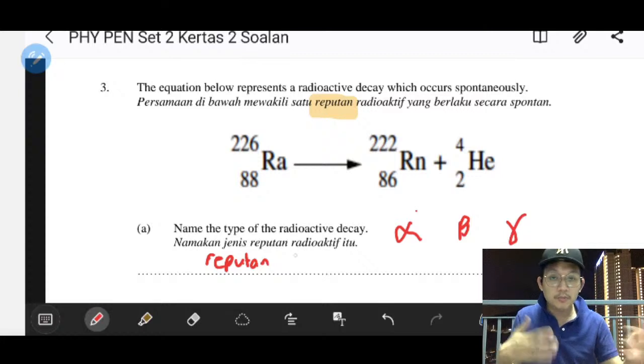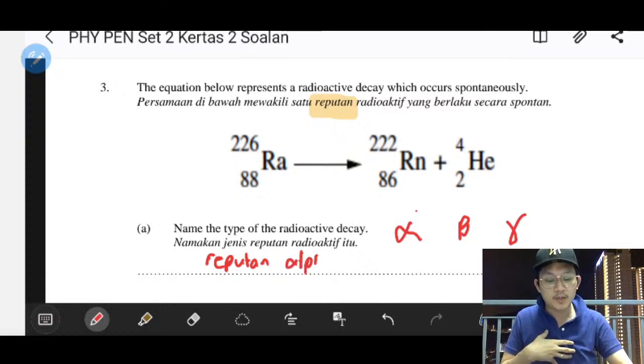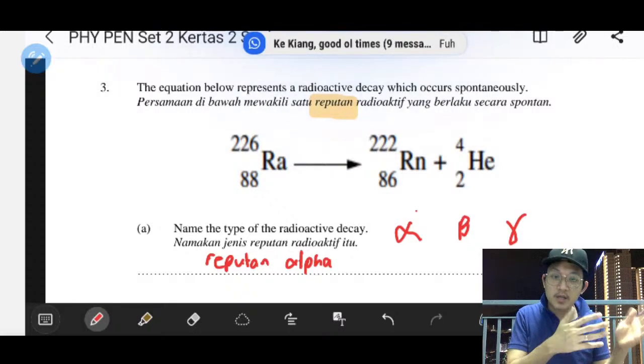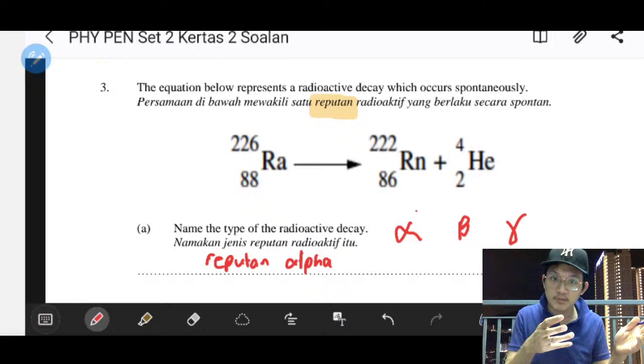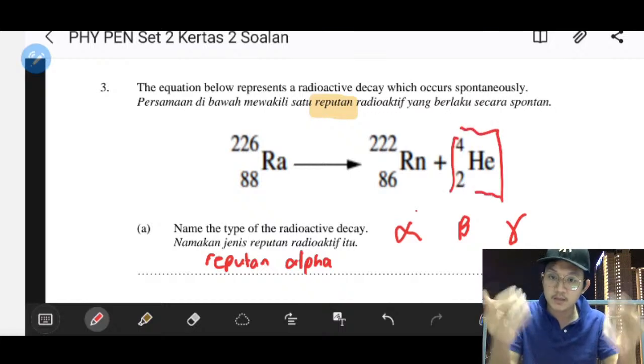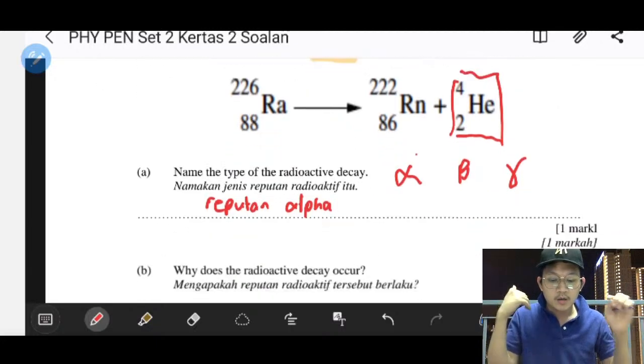Okay, so reputan alpha is that you will produce an alpha particle that looks like a helium nucleus. It is a helium nucleus, but it's not a helium atom. Okay, bukan sebuah atom helium. Alright, the next one, let's go.